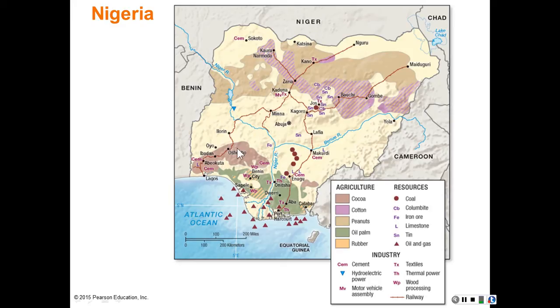To the south, we see cocoa production, palm oil, and rubber as being important. Also, this area has the most coal, oil, and natural gas for the country.